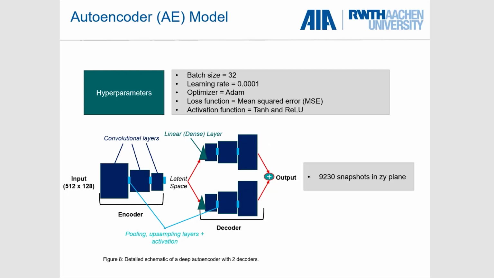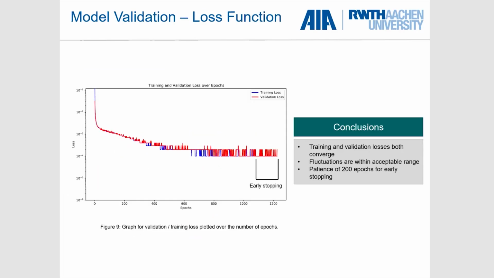Here we are depicting two decoders, but we use 2, 16, 32, and 64 decoder configurations. And the main target here is to produce an output image which is as similar as possible to the input image. And the hyperparameters we used are located in the top boxes. We had a batch size of 32, and as an optimizer, we used Adam. And for the loss function, we had mean squared error, which is a common practice. And as for the activation functions, which are the parameters that introduce nonlinearity, we use hyperbolic tangent and rectified linear unit, or ReLU.